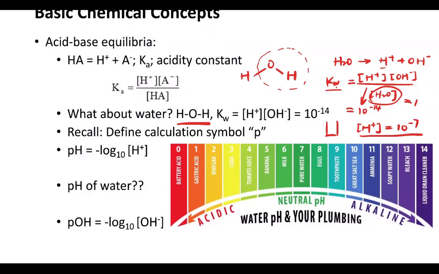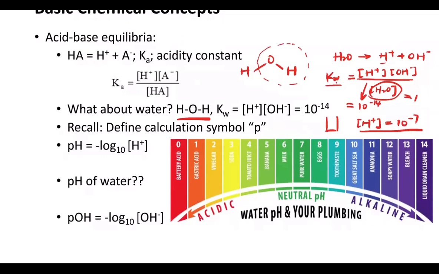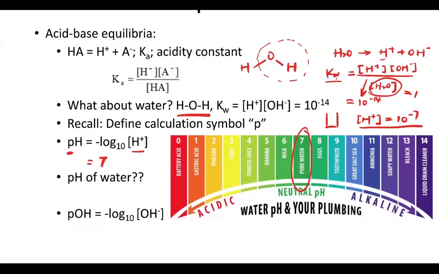Further, let's again use the definition of the p. We have pKa, pKw. We can define the pH, which is -log10 of the hydrogen ion concentration. If you plug it in, you get a pH equal to 7. This is how the pH of water comes out. If you have neutral water, then it should have a pH of 7. If you have an acid, basically a higher concentration of hydrogen ions, then you're going to have a lower pH. Reversely, you're going to have a higher pH.